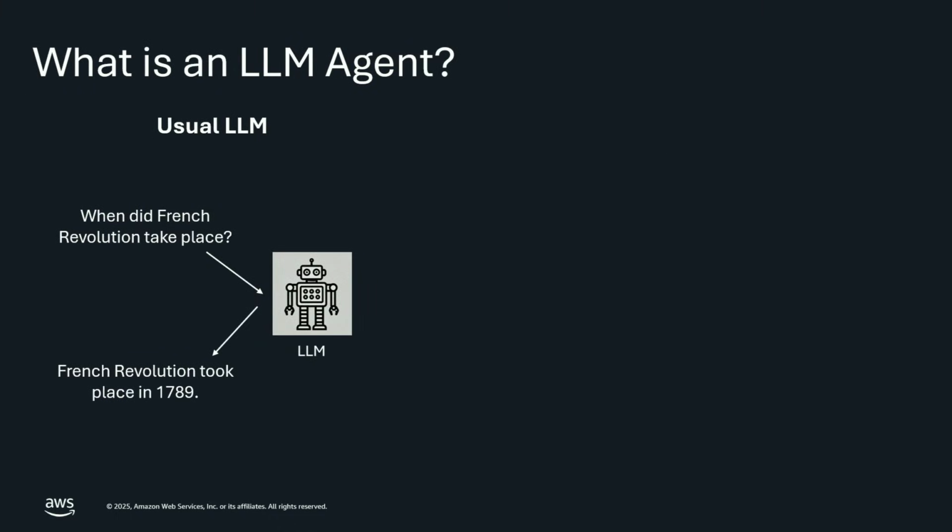So let's start off with what's a typical LLM versus agentic AI. On the left-hand side here, you can see that we have our usual LLM. And what this does is it takes the knowledge that it's already been trained on, providing a simple, concise answer without doing many iterations or any thought process or reasoning. So for example, you ask it the question, when did the French Revolution take place? And it'll respond back to you with the simple answer of 1789.